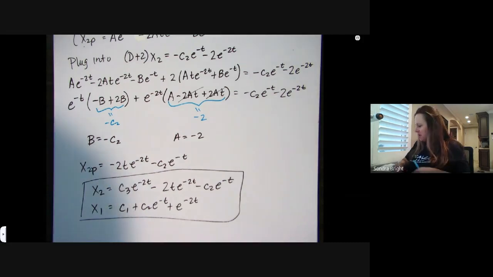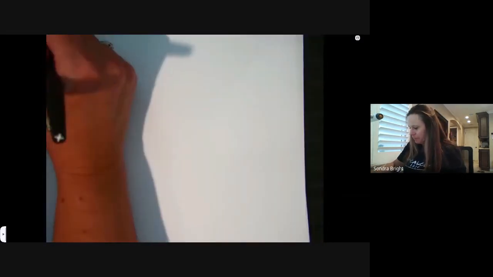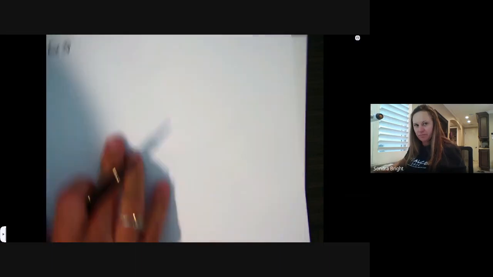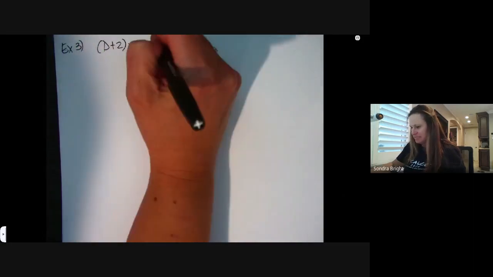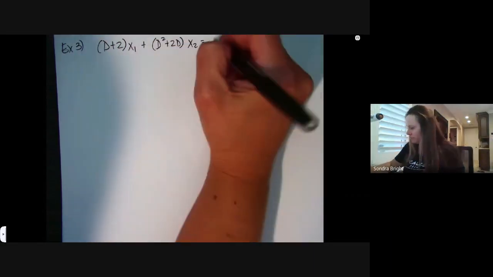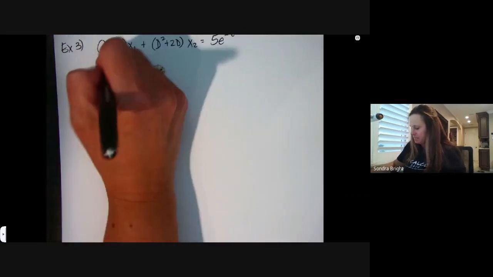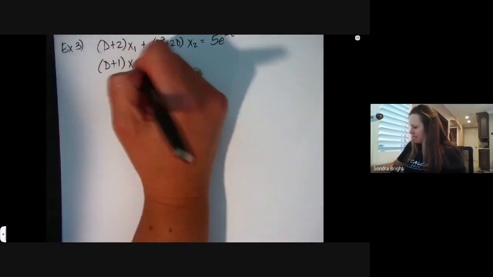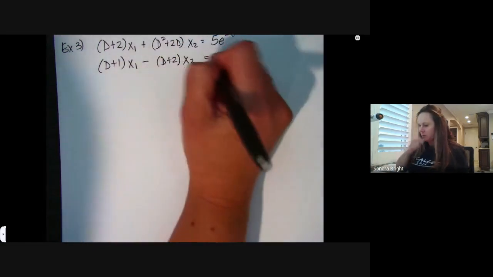All right, one more. Power through. We can do this. We got d plus 2 operating on x1 plus d squared plus 2d operating on x2 is equal to 5 times e to the negative t. And then I also have d plus 1 operating on x1 minus d plus 2 operating on x2 is equal to 0.